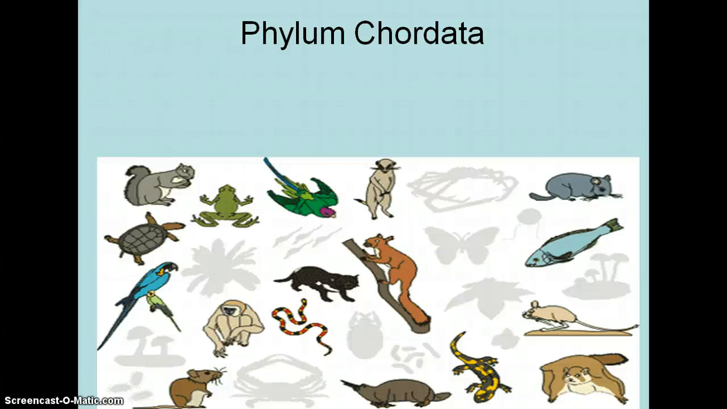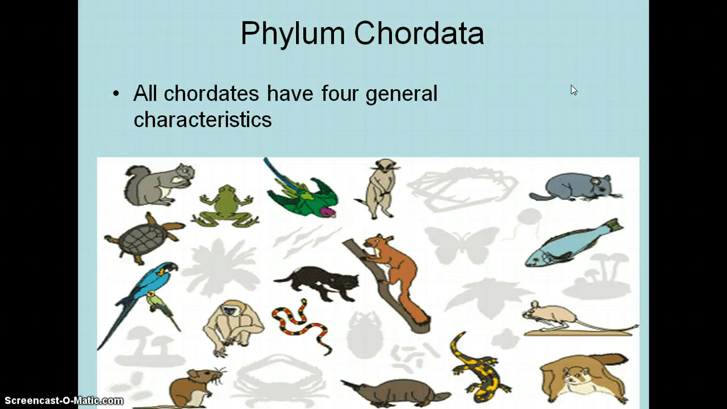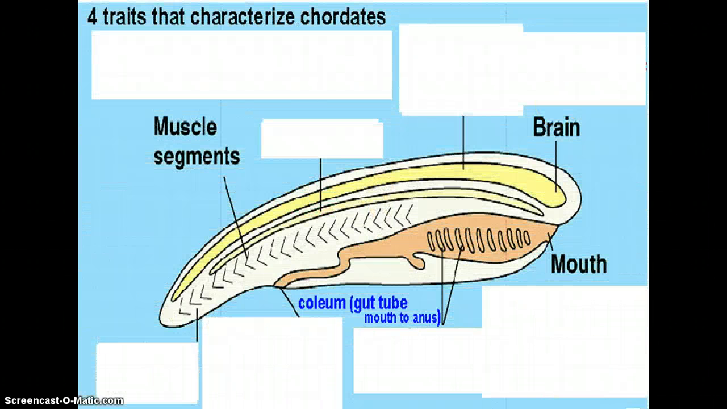So the phylum Chordata. We know we're in the animal kingdom. So if you're an animal and you have 4 characteristics that I'm going to explain to you, you will be in the phylum Chordata. Okay? Anybody know what they are?